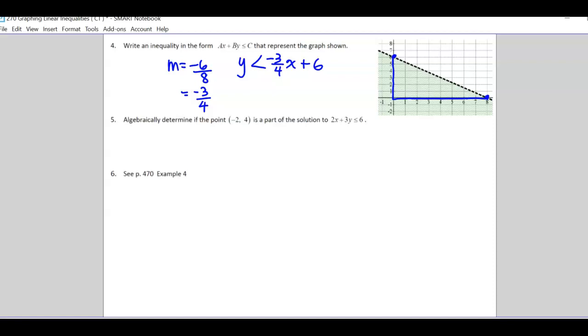It says, show the form Ax plus By. Now they put less than or equal to, it's just the whole form that they have, but we don't want equal to because it's a dotted line. And it is less than. And so now, you want to put it in that form. So what I want to do is multiply through to get rid of the fractions.